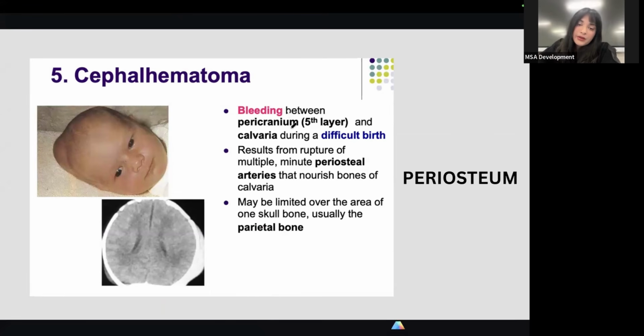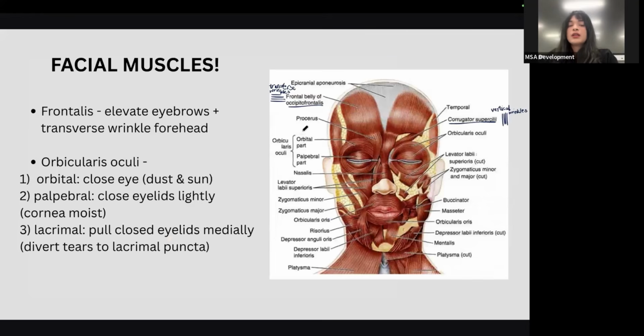This is bleeding between the pericranium, the fifth layer, and the calvaria during a difficult birth. It results from the rupture of multiple minute periosteal arteries that supply the calvaria. So how do you distinguish this from other stuff? The bleeding is limited over the area of one skull bone. So if this is parietal, the bleeding is only going to be over the parietal. It's not going to go anywhere else. That's cephalhematoma. Okay. Let's move on to the facial muscles.